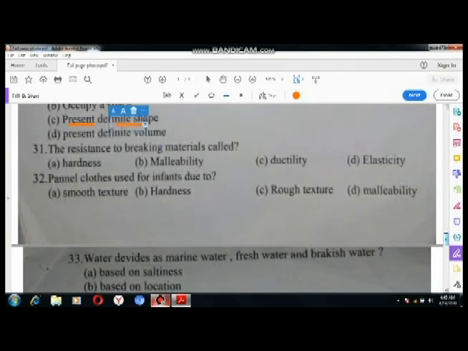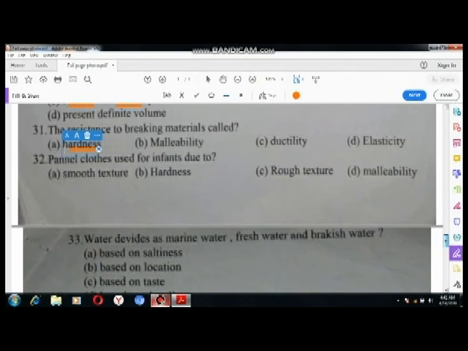The resistance to breaking in materials is called hardness. Answer A. Flannel cloth is used for infants due to its smooth texture. Texture means the feel of a surface, smooth or rough. Flannel cloth has a smooth texture. Sandpaper has a rough texture.